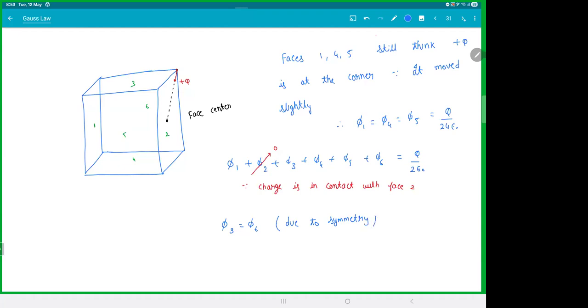Perfect. I think then you're done. So flux through 1, 4, 5 is q by 24 epsilon. So that would be q by 8 epsilon plus 2 times flux through 3 is equal to q by 2 epsilon. That will give you flux through 3 surface as 3q by 16 epsilon. Check.